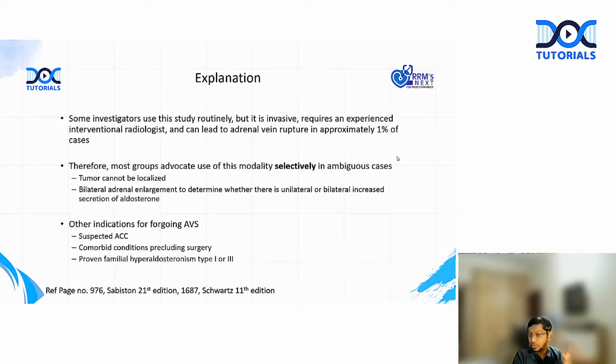So in suspected ACC, you don't need to do adrenal venous sampling. With comorbid conditions where we're not going to go for surgery, again, you don't need adrenal venous sampling because it's an invasive procedure. And in familial hyperaldosteronism, type 1 or type 3, you don't need to do adrenal venous sampling.